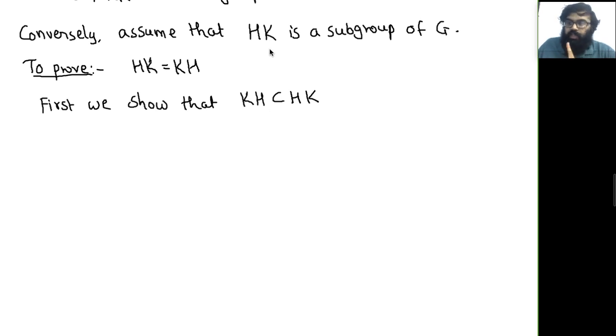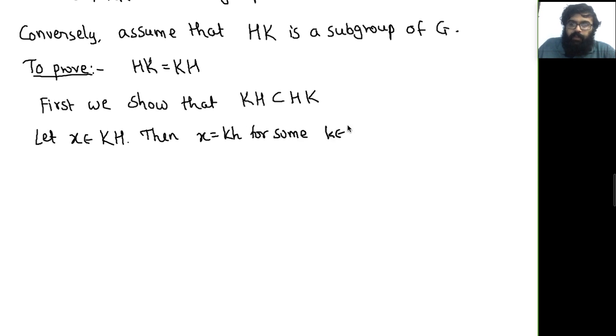What I know is HK is a subgroup. Subgroup means HK satisfies all these properties: closure, identity, associativity, and inverse. We can use all these four properties. Now we are free to use that. What we have to show is that HK equals KH. So first we show KH is a subset of HK. So let me take x belongs to KH. Then x equals kh for some k in K and h in H.